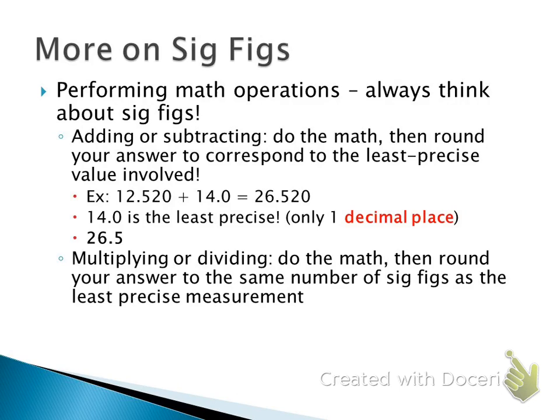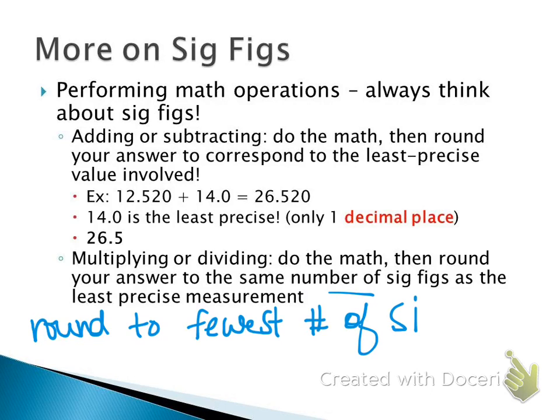Now when we multiply and divide, we do the math, then round your answer to the same number of significant figures as your least precise measurement. Okay, so when you multiply and divide, you're looking at significant figures now, not decimal places. Okay? So multiply or divide, round your answer to the same number of sig figs as your least precise measurement. Okay, so round to the fewest number of sig figs. And that's when you're multiplying or you're dividing. You're going to round to your fewest number of sig figs.